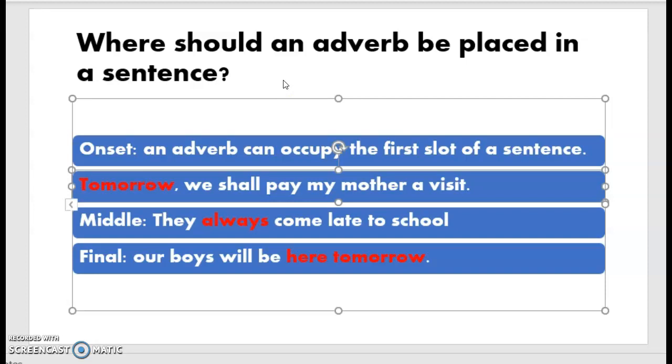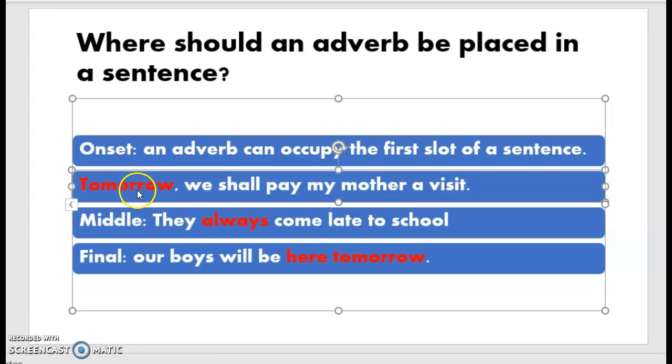All right. Now let's look at the placement of an adverb. Where should an adverb be placed in a sentence? Now, an adverb can be placed at the beginning of a sentence. That's the onset, the initial position. You can have an adverb occupy that first position within the sentence structure.